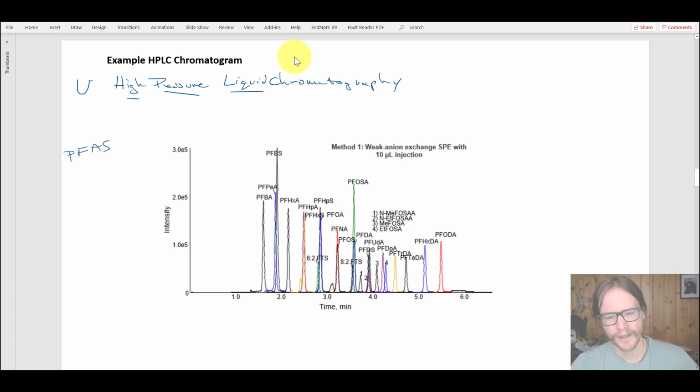What you're seeing here are a whole bunch of different PFAS molecules that have separated out. This is a chromatogram, still with time on the x-axis. Here we're measuring intensity, and actually for each one of these we're collecting a mass spectrum, and we're summing all of the different ions that are being created in the mass spectrum for each of these. But that's just another detection scheme, which we'll talk about a little bit later.